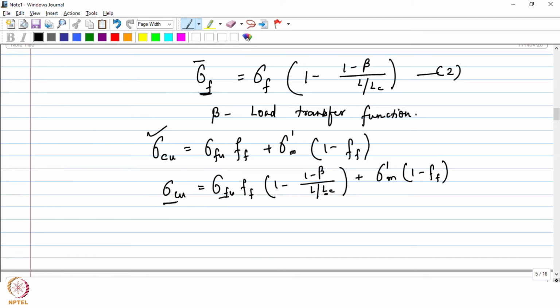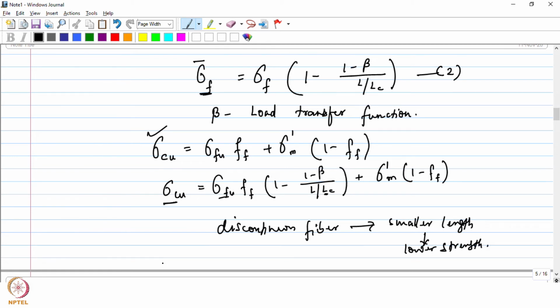So you can say that discontinuous fibers will generate lower strength because they have smaller length. So the strength will be lower compared to continuous fiber reinforced composites.